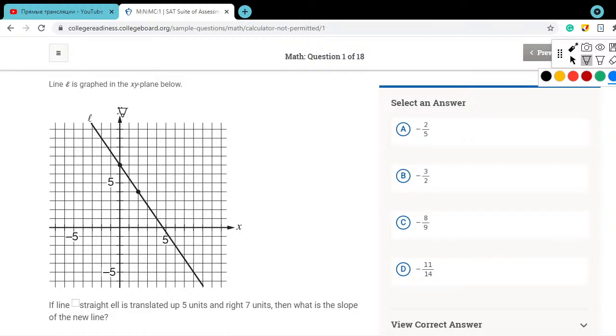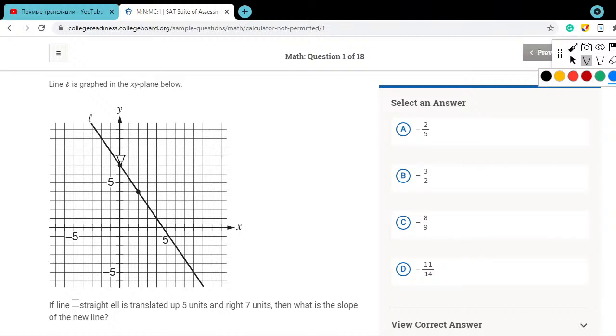In the first question, in the XY plane below, if the line L is translated to a new line, so let's assume it goes 5 units up, so it's somewhere here, and 7 units right here. So this would be our new line. As we see, it's a parallel line, and the slope would be exactly the same. That's why we can find the slope of this line, and we will find the slope of the new line.